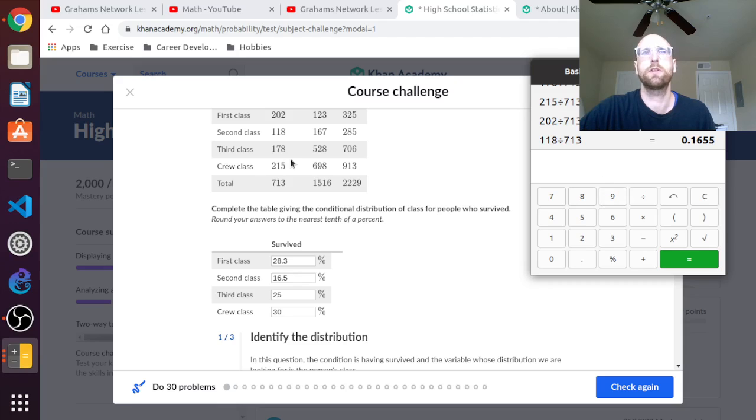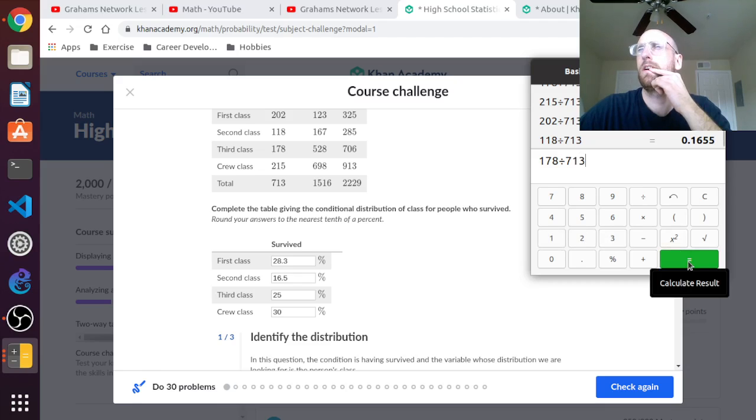Okay, so third class is going to be 178 divided by 713. Okay, so this number is 5 or higher, so it gets rounded up. This gets rounded up again, so we've got 25.0.